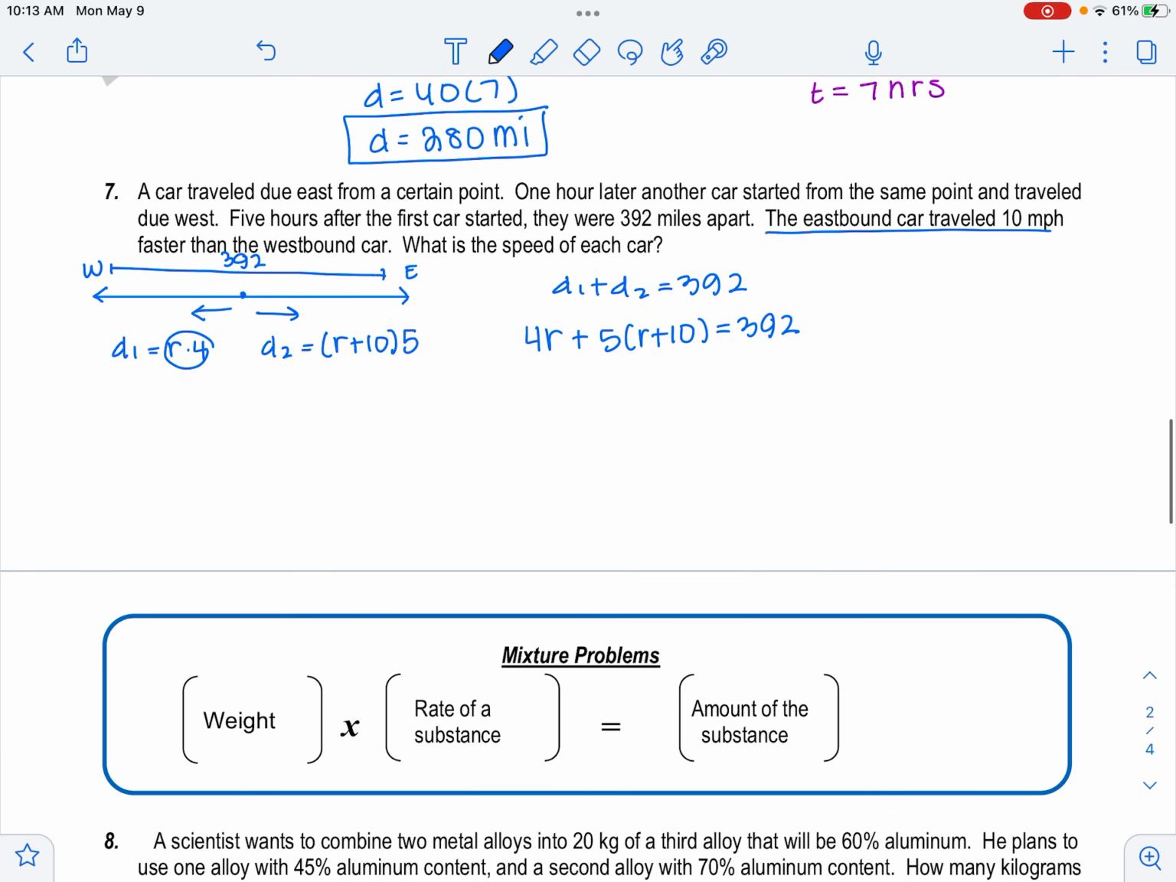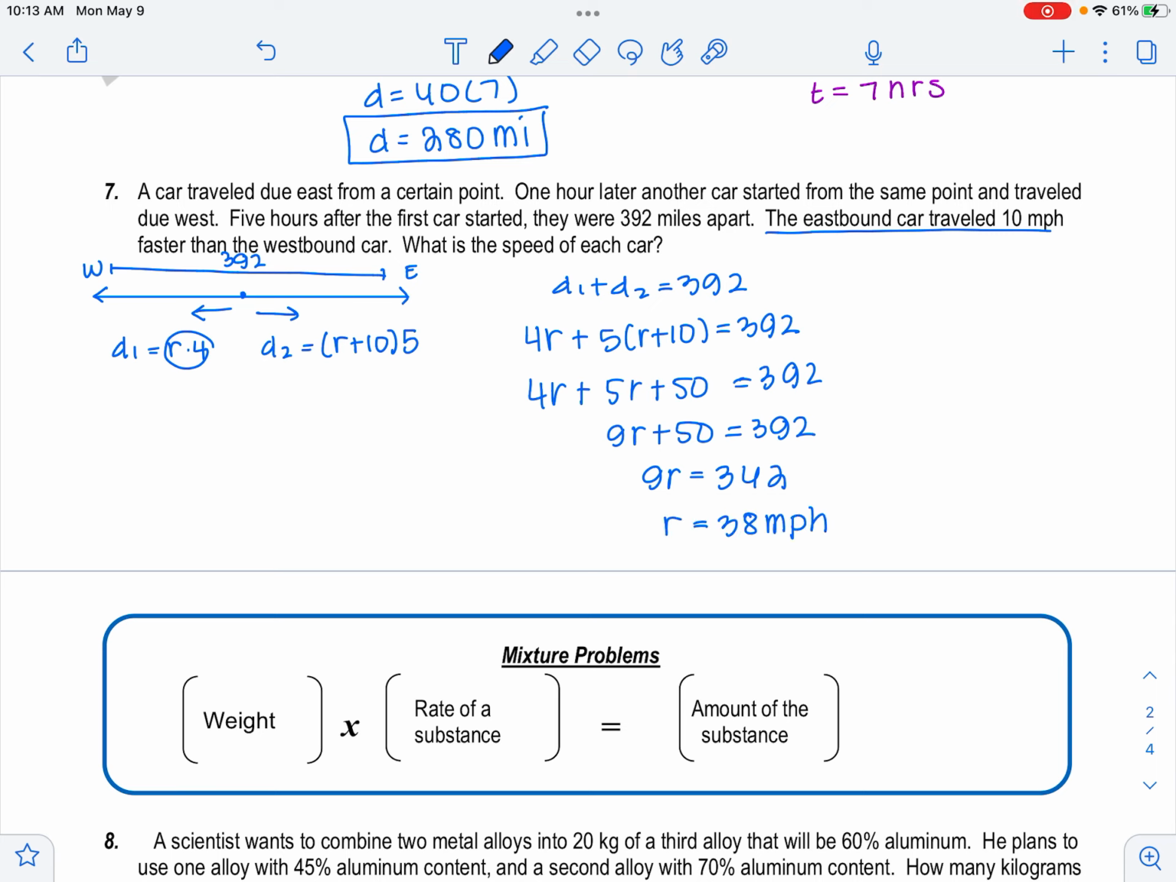All right, so distribute. 4r plus 5r plus 50 is equal to 392. Combine like terms, 9r plus 50 is equal to 392. Subtract 50 from both sides, 9r is equal to 342. And then divide both sides by 9, and you get 38 miles per hour.